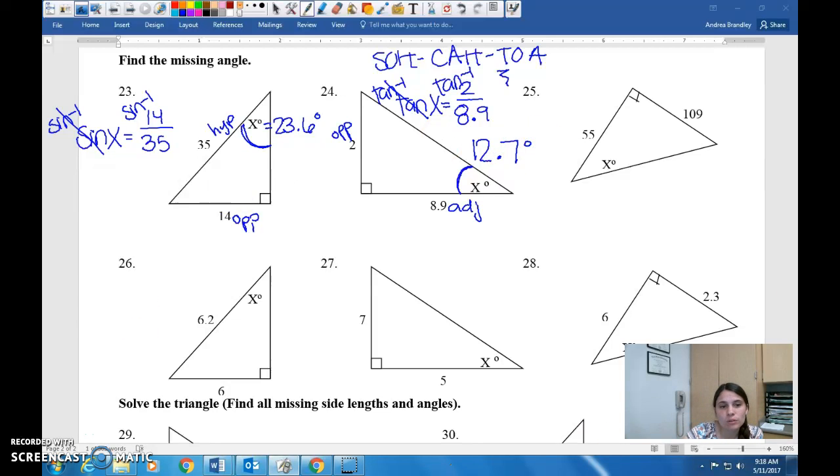So the rest of these problems you will do in a very similar way. You're just going to have to see which of these trig functions you should use based on which sides you have.